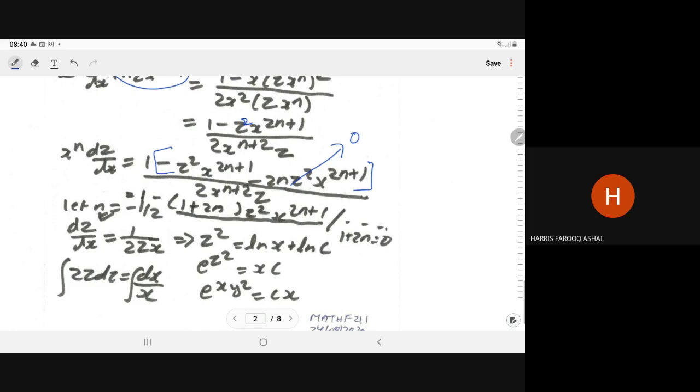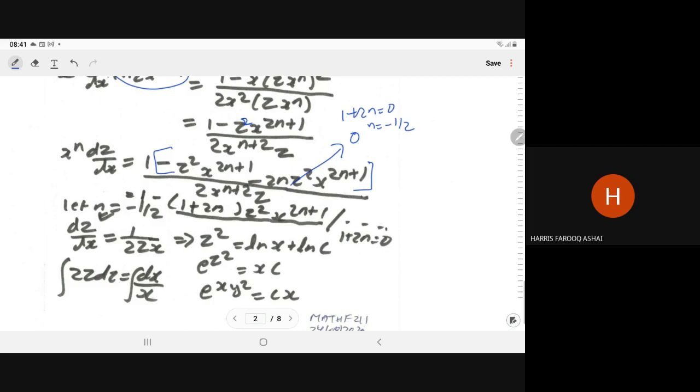If this expression is equal to 0, then you can separate easily. So for this, we can take z square x to power 2n plus 1 common. Inside we have 2n plus 1. So z square x to power 2n plus 1 cannot be 0. So it will give you 1 plus 2n is equal to 0, so n is equal to minus half.